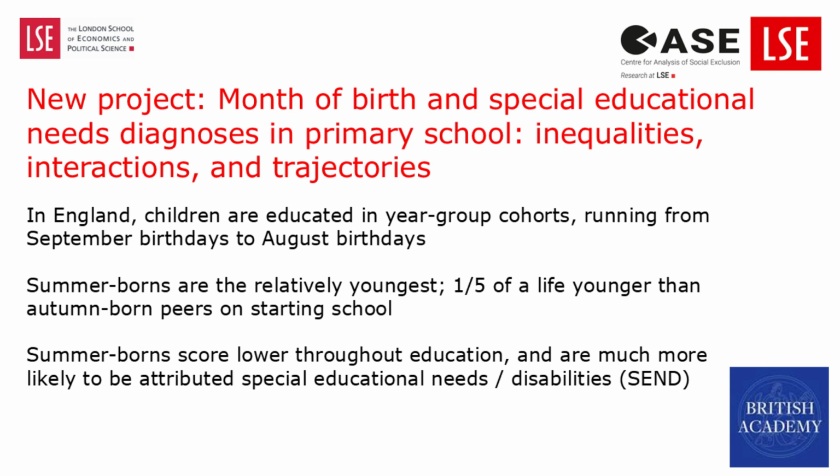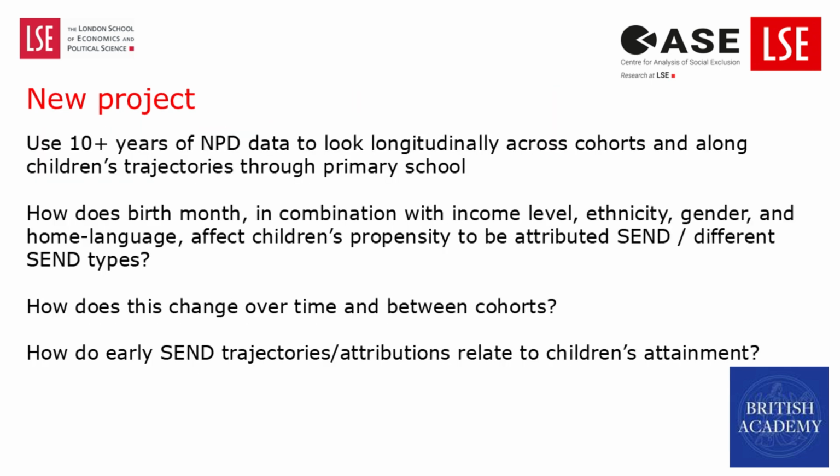Even if you look at whether a child is recorded in the NPD as being deaf or having a visual impairment, you see a gradient by month of birth, and there's no reason why this should be the case proportionally. So I'm going to use 10 years plus of NPD data to look longitudinally across cohorts and along children's trajectories, because there's quite a lot of change in attribution throughout primary school. And I'm going to look at how birth month, in combination with other key characteristics like income level, ethnicity, home language and gender, affects children's propensities to be attributed special educational needs or disabilities, or different types.